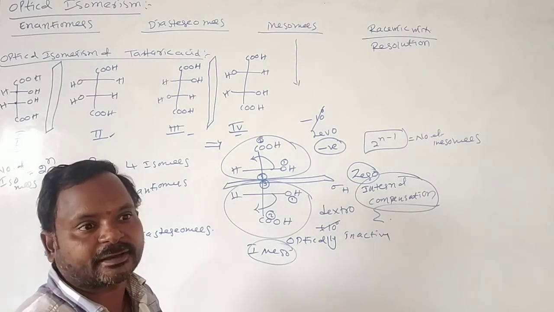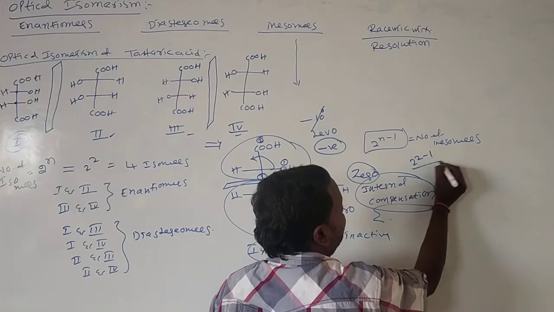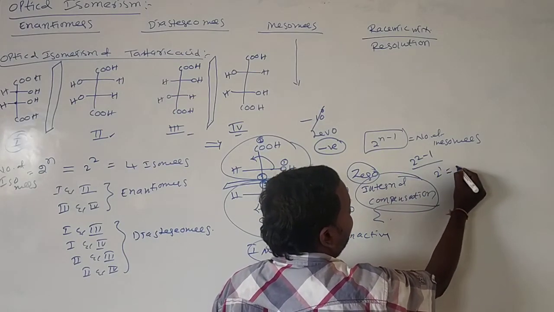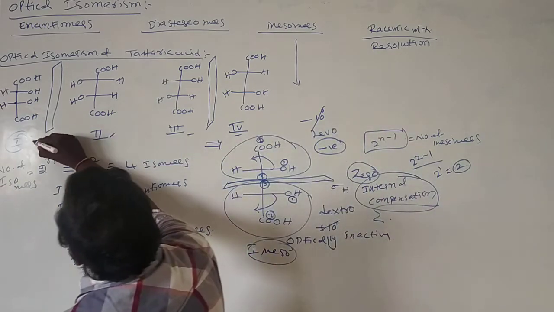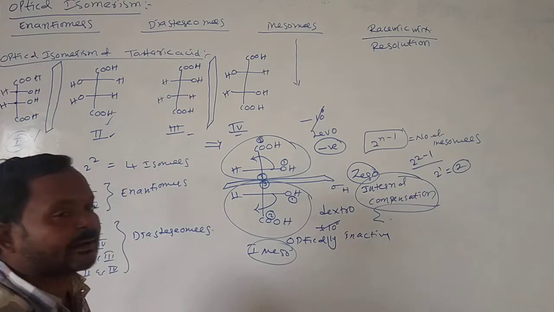2 to the power of n minus 1, where n is the number of chiral carbons. Here it is 2 squared minus 1, which is 2 to the power of 1, so 1 meso compound. So 1 meso compound is possible for tartaric acid.